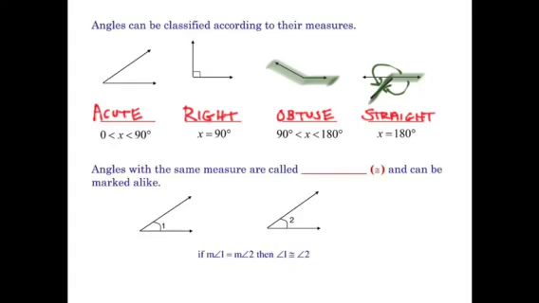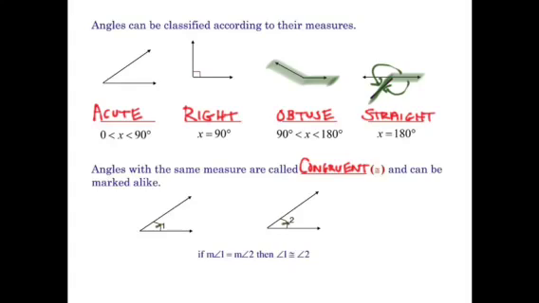Okay? Angles that have the same measure are called congruent angles. And there are really three ways that you're going to see this marked. The first is with the arc. Sometimes it'll be two arcs on the same angles, which would mean that they're congruent. You'll also sometimes see a tick mark on the angles. So one tick mark would mean that the angles are congruent.